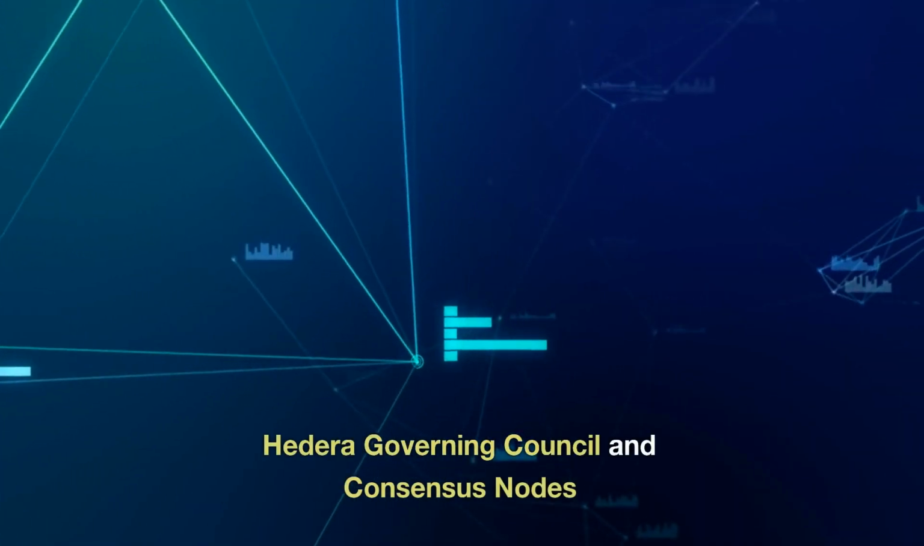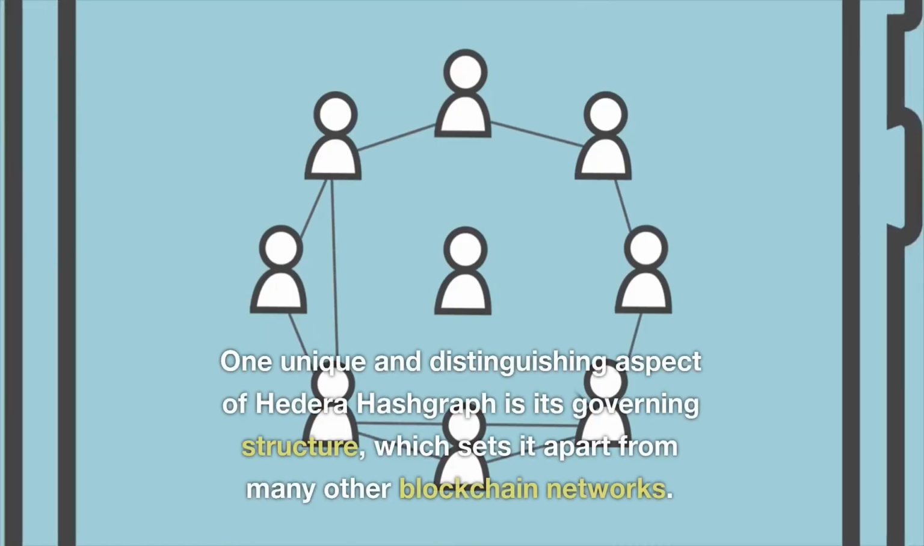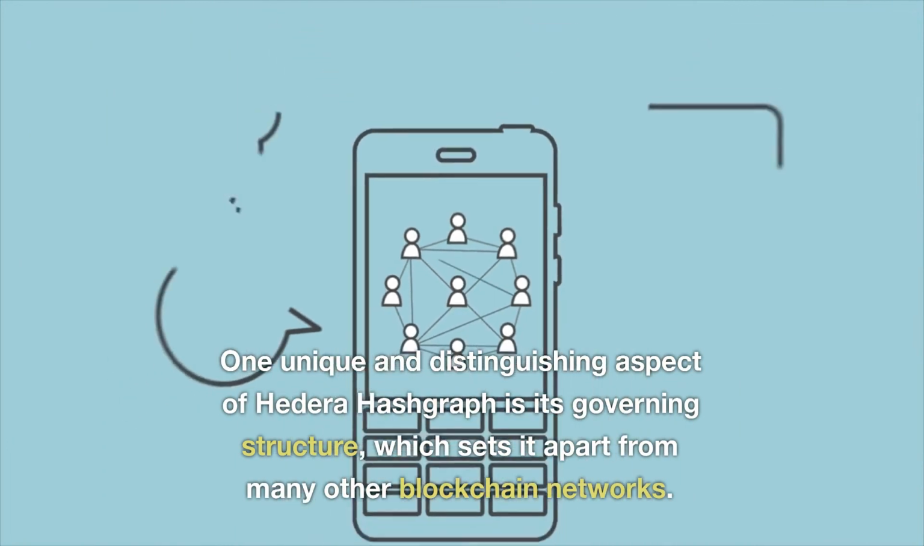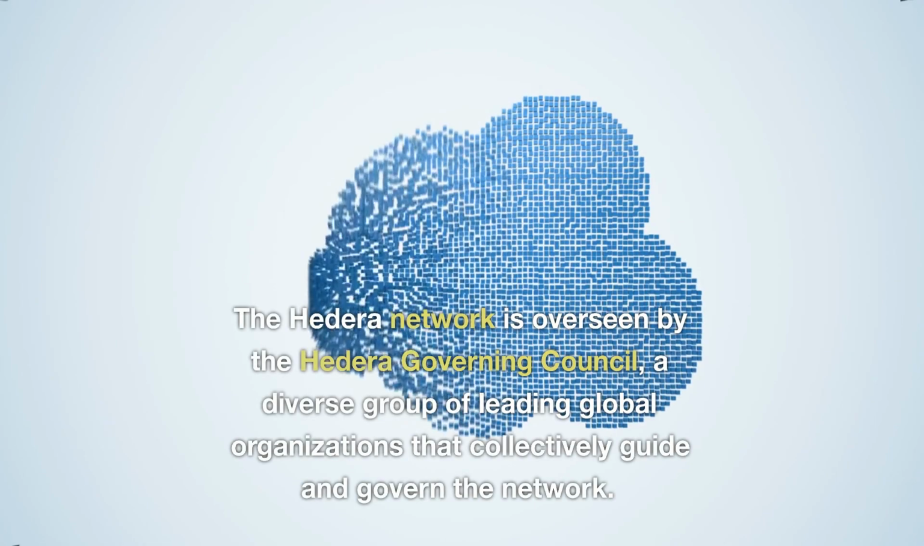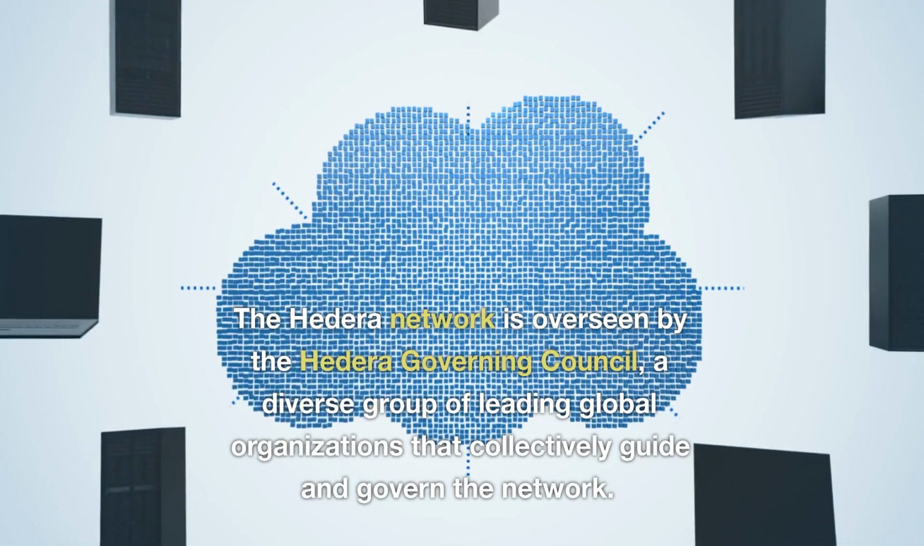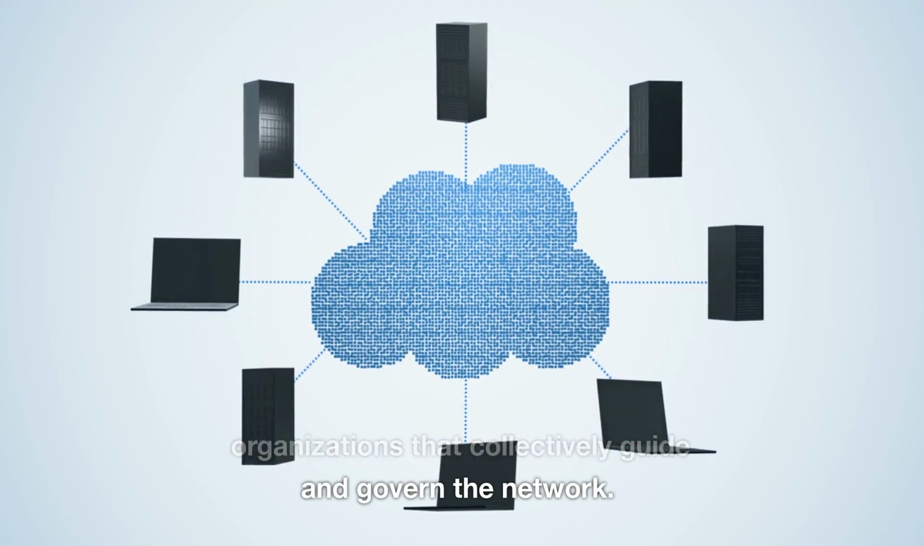HBAR Governing Council and Consensus Nodes. One unique and distinguishing aspect of HBAR Hashgraph is its governing structure, which sets it apart from many other blockchain networks. The HBAR network is overseen by the HBAR Governing Council, a diverse group of leading global organizations that collectively guide and govern the network.